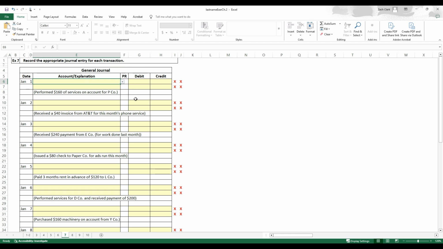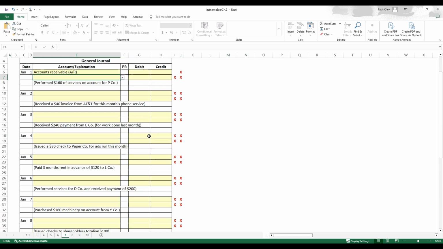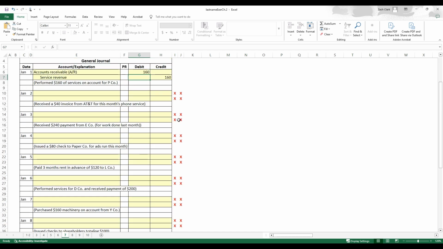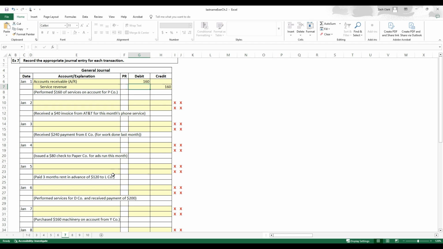Record the appropriate journal entry for each transaction. I think here we're basically doing the same thing. This is just more practice with journal entries. We might be posting. Let me check this here. So again, record your assets, your debits and credits, and then put in your debit or credit, or put in the amounts to get your X's to go away. Just more practice with journal entries. Let me know if you have any questions on this.